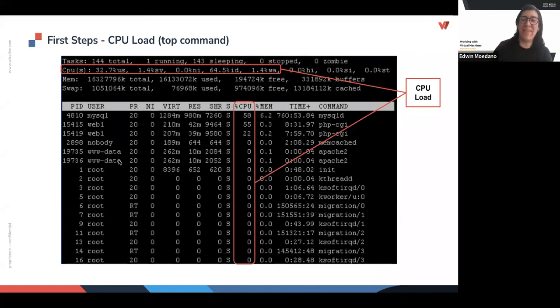And then we have the commands for MySQL and PHP. So we can say that we don't have a high load with the CPU.